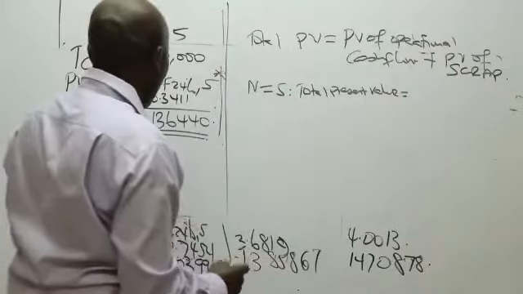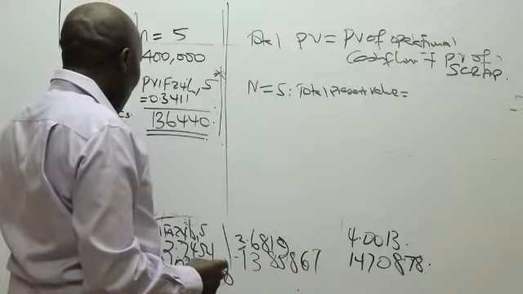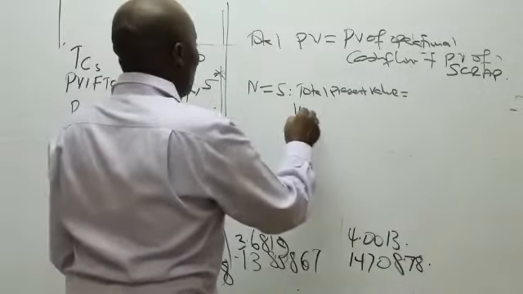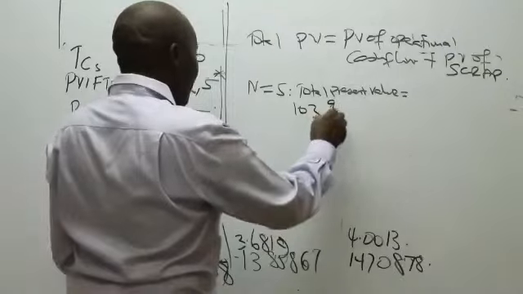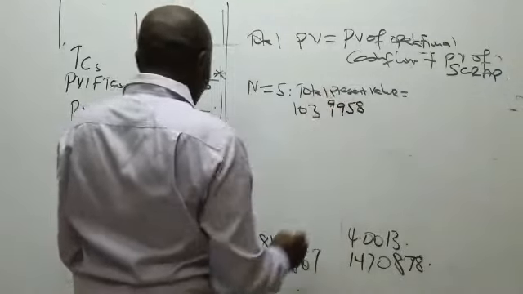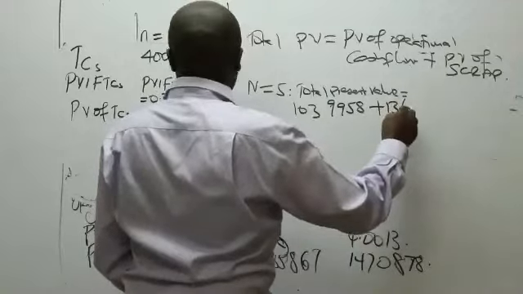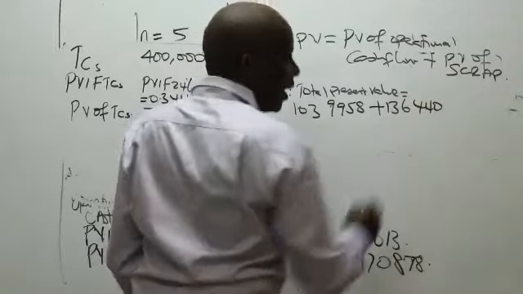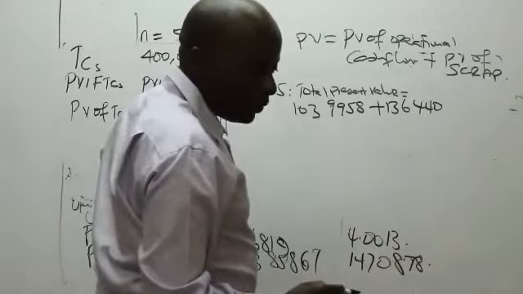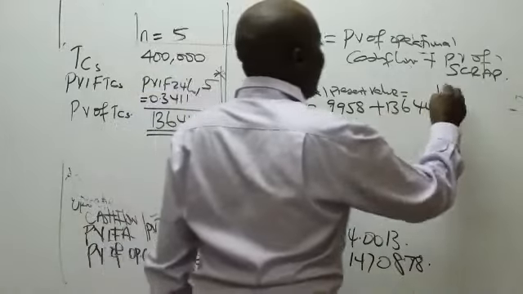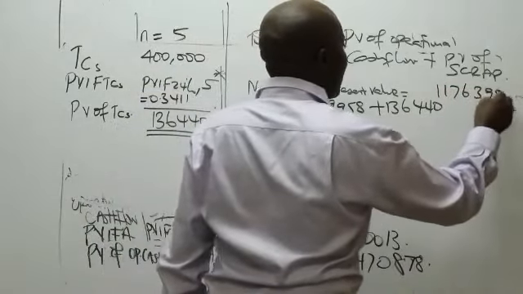You take what was here, the present value of operational cash flow, which was 103,958, plus 136,440. The figure they're giving me is 1,176,398. Thank you very much.